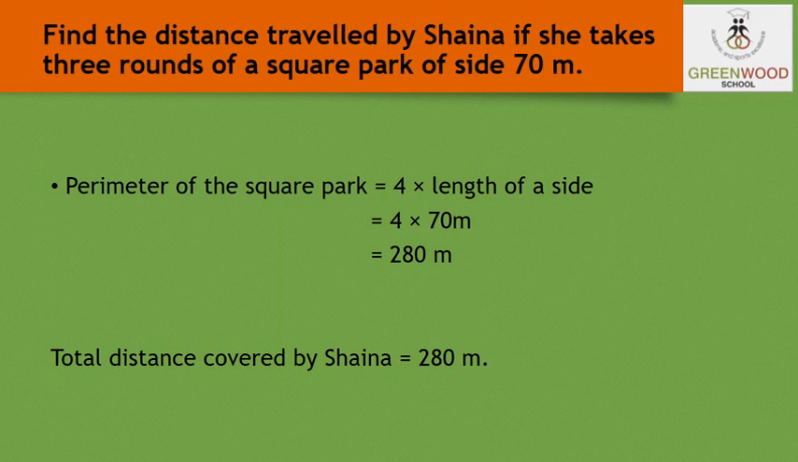To find the distance, we'll find the perimeter of the square park. The formula to find perimeter of the square park is equal to 4 into length of a side. Here the length of side is given as 70 meter. So the perimeter will be equal to 4 into 70, that is 280 meter. So we can say total distance covered by Shaina is equal to 280 meter.